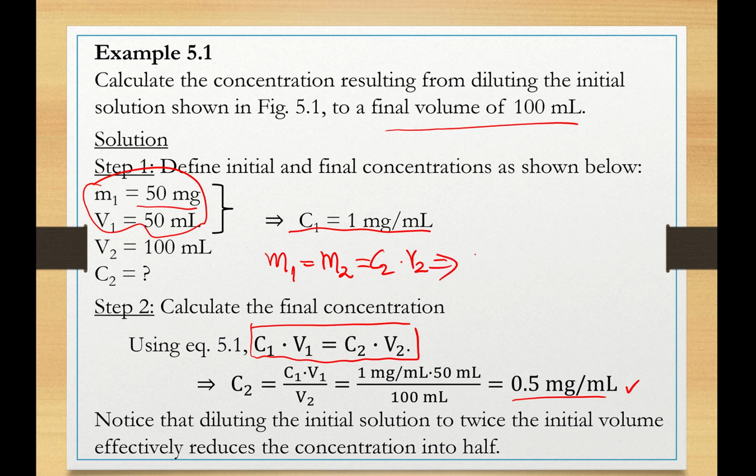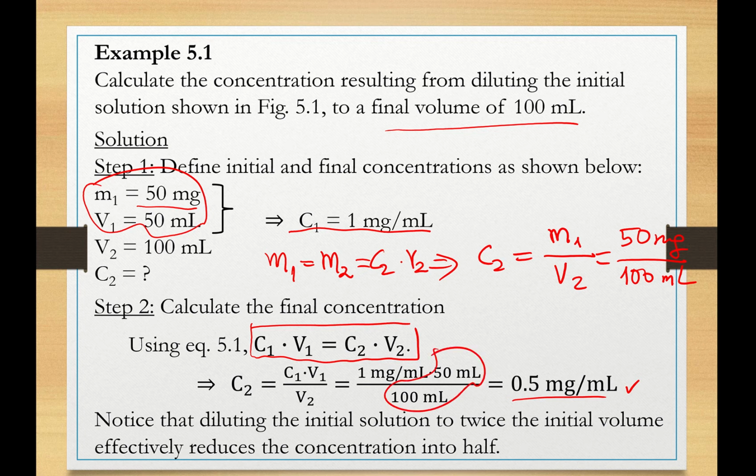Therefore, C2 is equal to the mass of the drug, mass 1, over V2, and that's equal to 50 milligrams, and V2 is 100 ml. So you end up with the same answer.